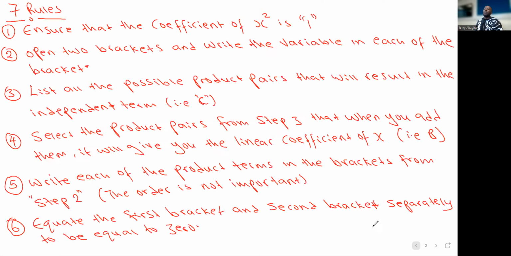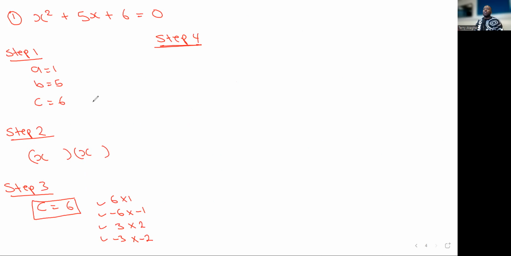Now step 4 says we now have to select the product pairs from step 3 that, when we add them, will give us B, all right? So let us see, what is B? Our B is equal to 5. So which of these product pairs from step 3 will give us 5? So let's start. We have 6 times 1, so we will check 6 plus 1. What will it give us? 7? Nope. Are you seeing it?